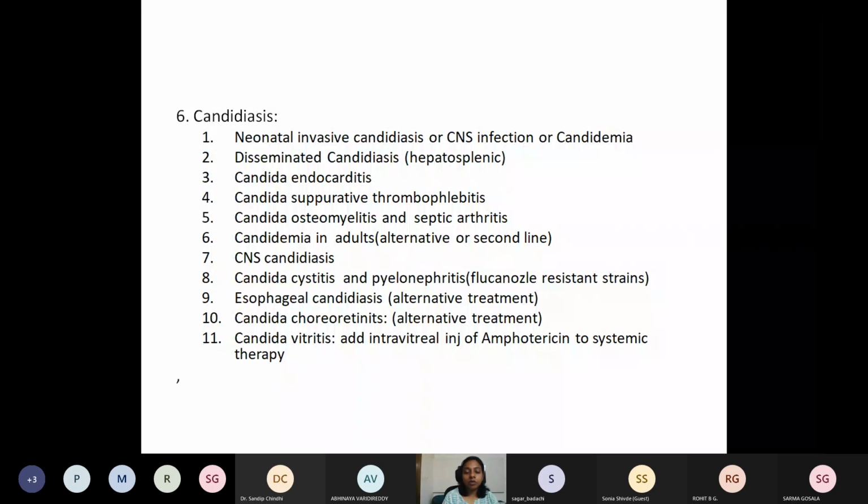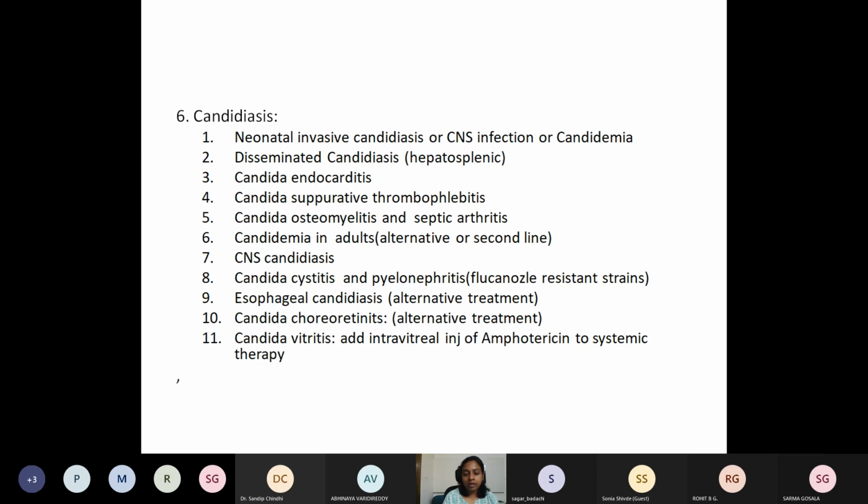Candidiasis. Also mild and moderate infections, which are not life-threatening, we can still treat with echinocandins such as caspofungin and micafungin. But in certain conditions, amphotericin is still considered a first line, when there are very life-threatening infections, especially neonatal invasive candidiasis or CNS infections, disseminated candidiasis, Candida endocarditis, Candida suppurative thrombophlebitis, osteomyelitis, septic arthritis, candidemia in adults, and CNS candidiasis.